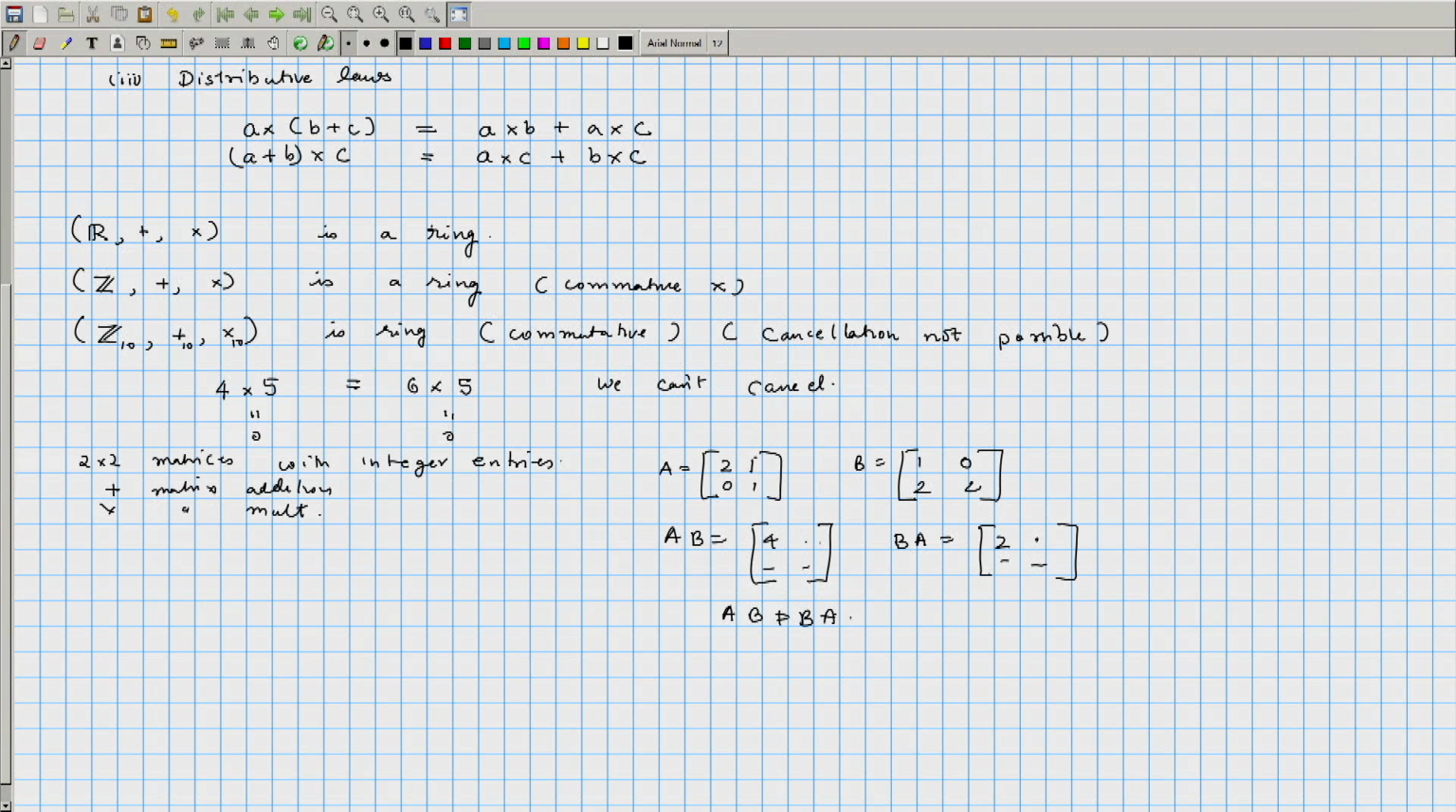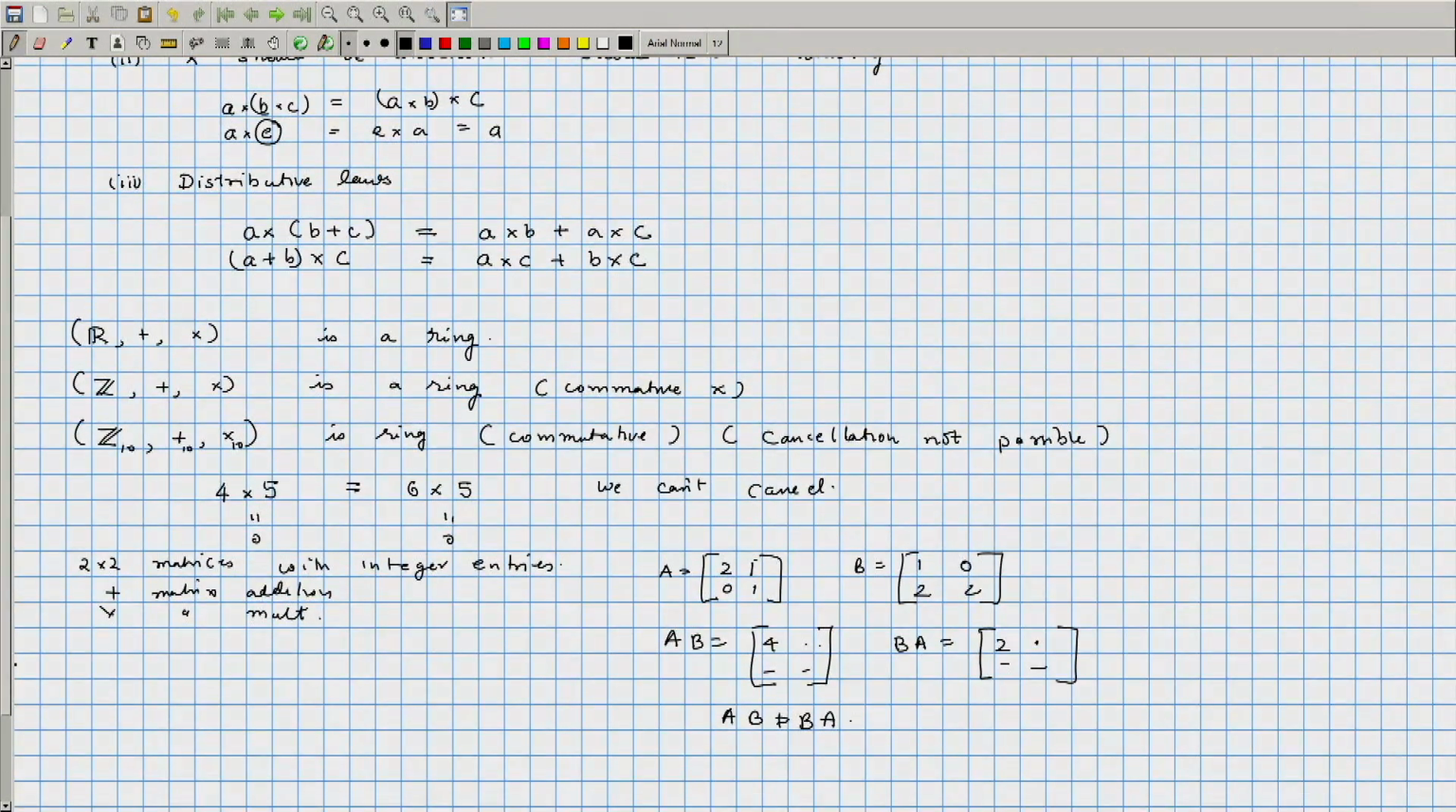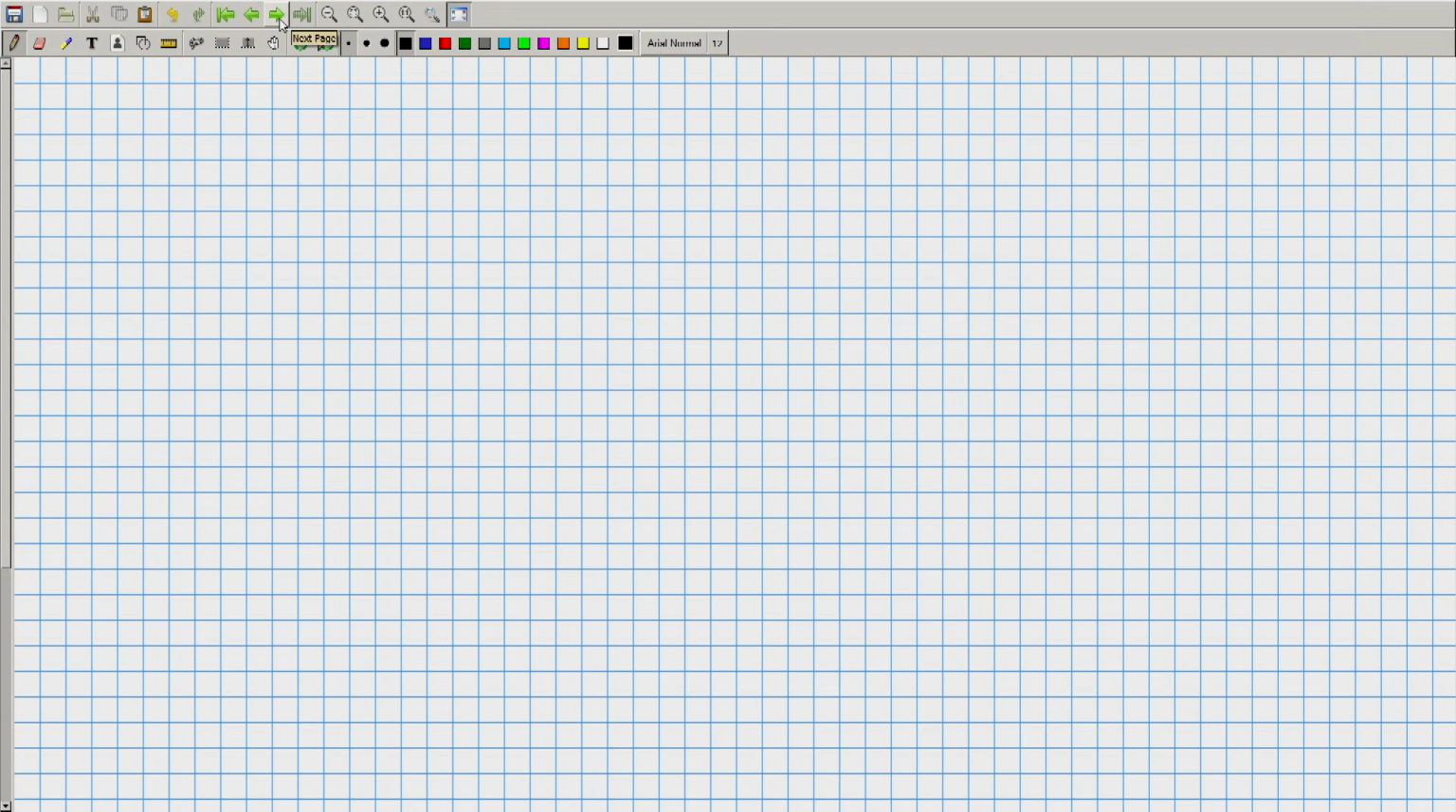So, matrix multiplication is not commutative, and therefore, these 2 cross 2 matrices with integer entries, if you take those matrices, they do form a ring, but it does not have many of the properties that we would have in other rings, like it is not commutative and cancellation may or may not be possible. Okay. So, this is an example of a non-commutative ring. Now, let us further explore the rings.